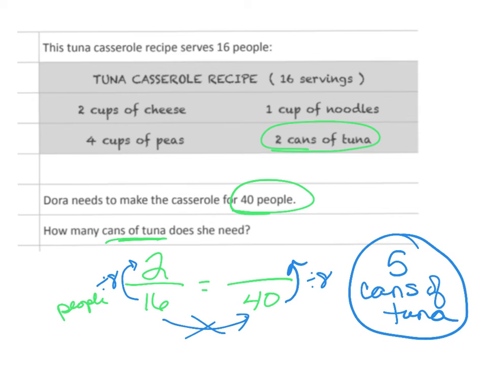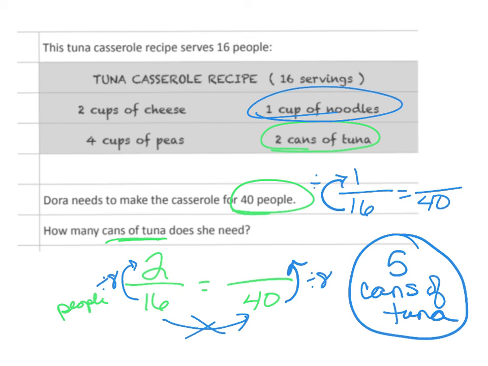I could ask you the same type of question for a cup of noodles. So you would say she needs 1 cup for 16. How many does she need for 40? Here I would divide by 16. So 40 divided by 16, I plug that into the calculator. She would need 2.5 cups of noodles. There's our answer for that. I could ask you for peas. I could ask you for cheese. Anyway, you should be able to set it up.